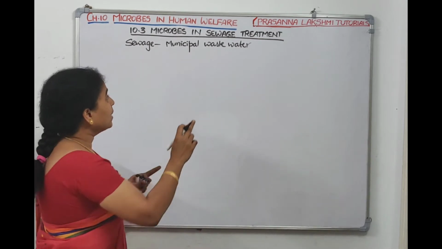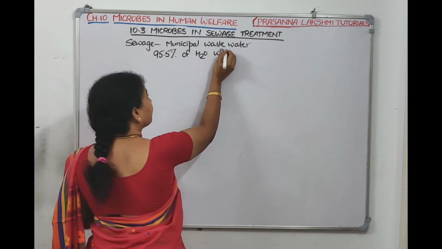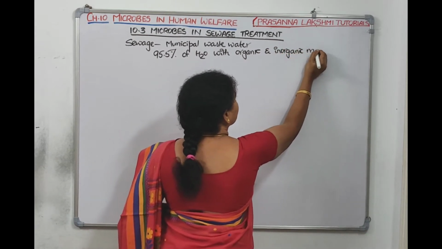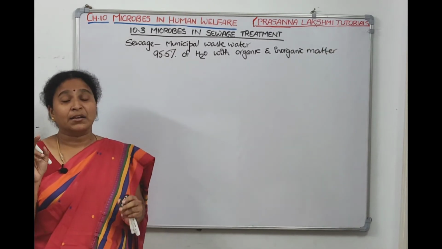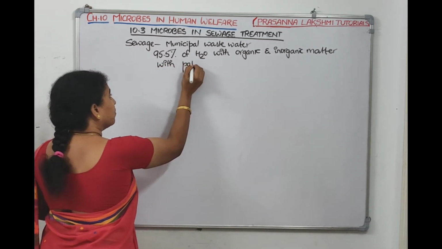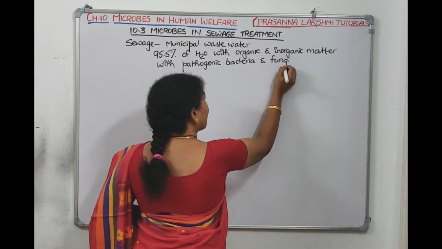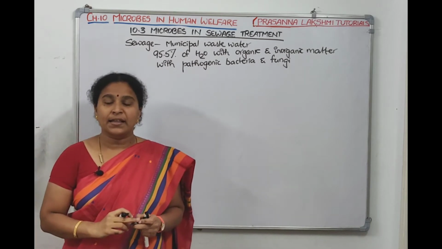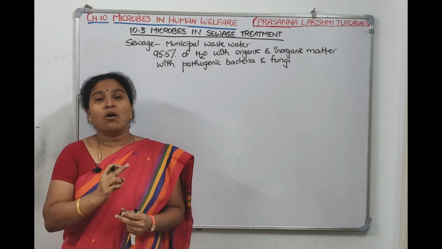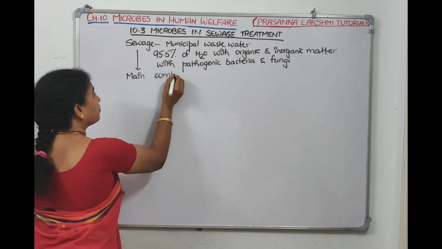What does the municipal wastewater contain? The municipal wastewater contains 95.5% of water with organic and inorganic matter, with pathogenic bacteria and pathogenic fungi also there in this sewage. Since disease causing bacteria and fungi are there, we should treat the sewage before releasing it into an open land or into a water body. And you know, the main component of the sewage is human excretory material. So what is the main component of sewage?